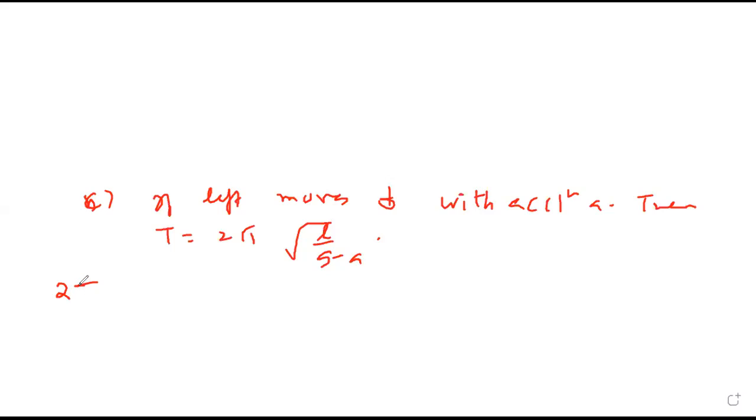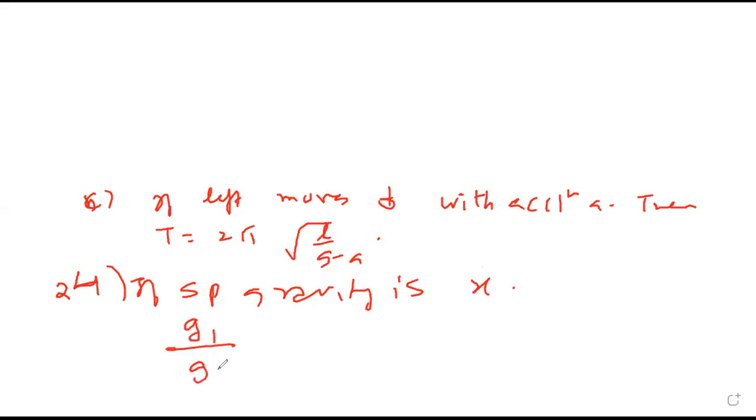So the time period part is finished. Fourth, remember one specific gravity result. If specific gravity is x, then g1 upon g2 will be x upon x minus 1. g1 is acceleration in air and g2 is acceleration when it is immersed in water, if specific gravity of solid is x.